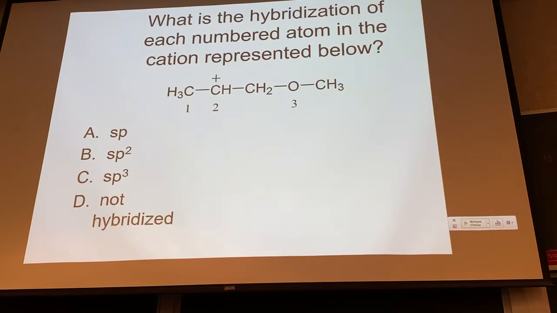So, number 1, what's the hybridization? sp3, 4 groups equals sp3 hybridization. Number 2, what's the hybridization? sp2, 3 groups. sp2, what's the geometry then at this carbon? Trigonal planar. So that tells us that we have 3 sigma bonds to this carbon, and then we have an empty p orbital. That's something we'll come back to later in the class when we learn more about carbocations.